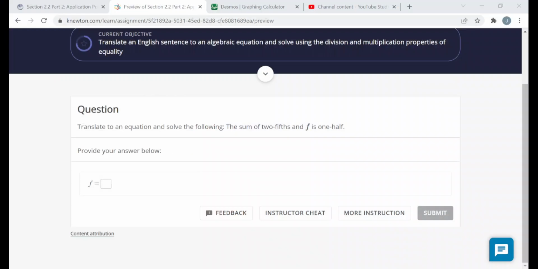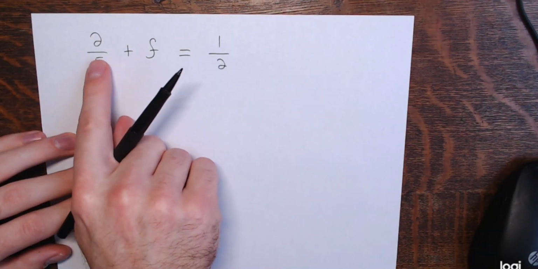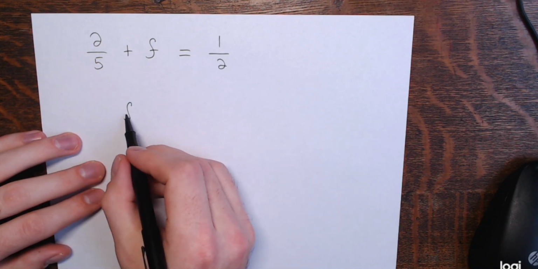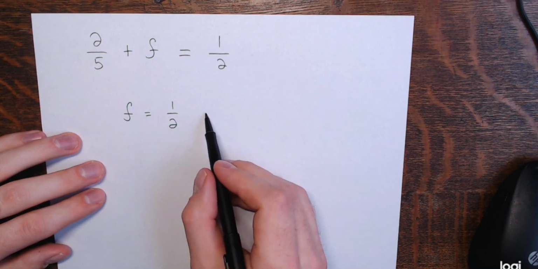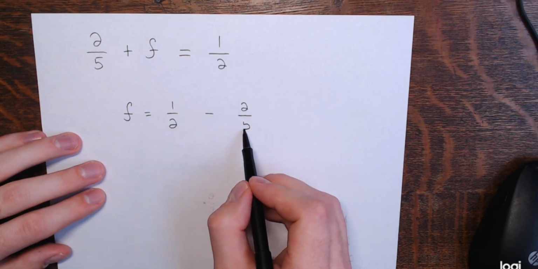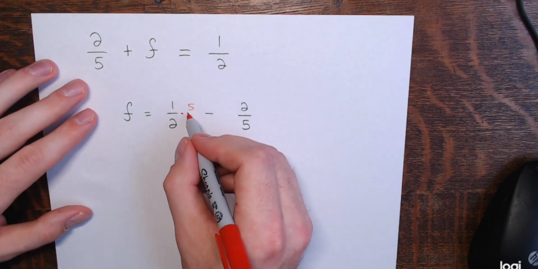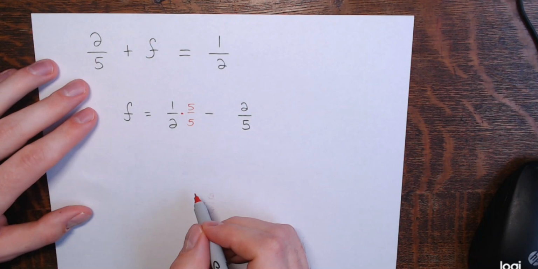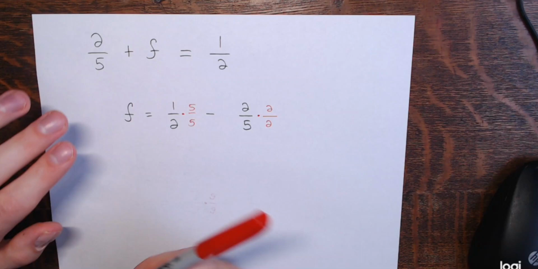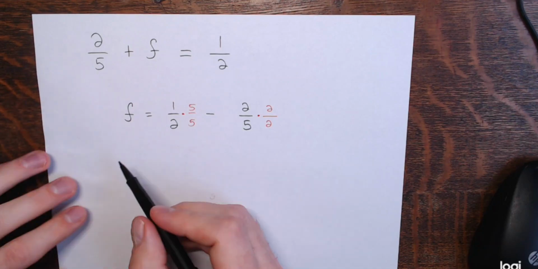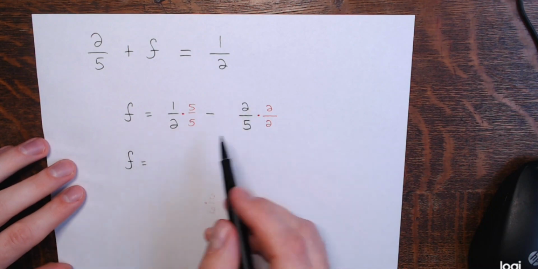And this should again be pretty simple to solve for. Solve for f. I'd subtract 2/5 from both sides, so we have f alone on the left equals 1/2 minus 2/5. But then we need a common denominator. I'd multiply the half by 5/5 to give it a denominator of 10. And the 2/5 I'd multiply by 2/2 to give it a denominator of 10. So we have f equals, this is 5/10 minus 4/10, that's 1/10.